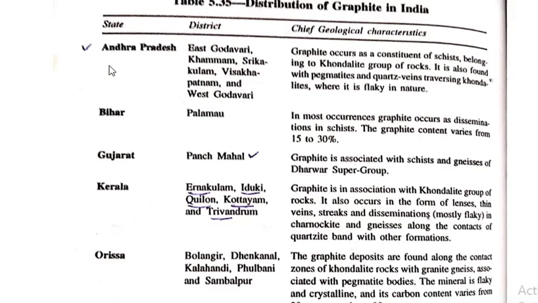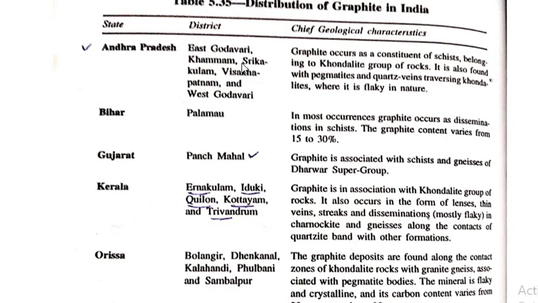So in Andhra Pradesh, the districts are East Godavari, Khammam, Srikakulam, Vishakhapatnam and West Godavari. Here the graphite deposits occur as a constituent of schists belonging to the Kondalite group of rocks. Kondalites are the group of rocks which are found on the east coast.